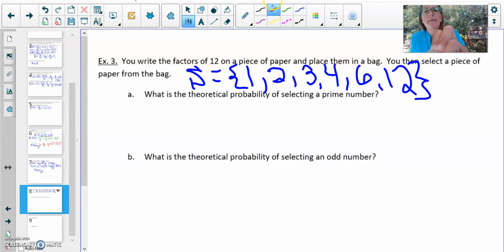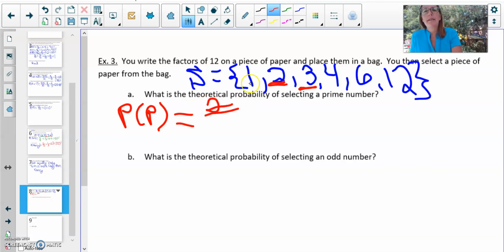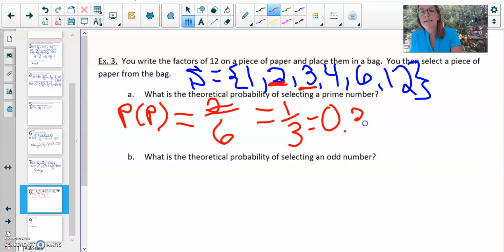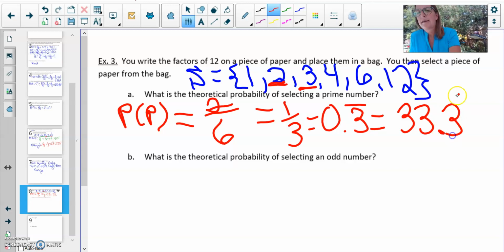So the probability of getting a prime factor. Remember, these have 2 factors to them. So the number 2 and 3 are both prime. So that's 2 numbers out of 1, 2, 3, 4, 5, 6 total, which is 1/3, 0.333 repeating, 33 and 1/3 percent.